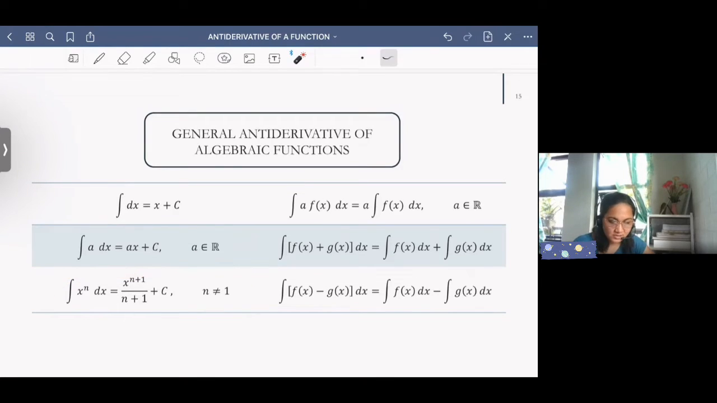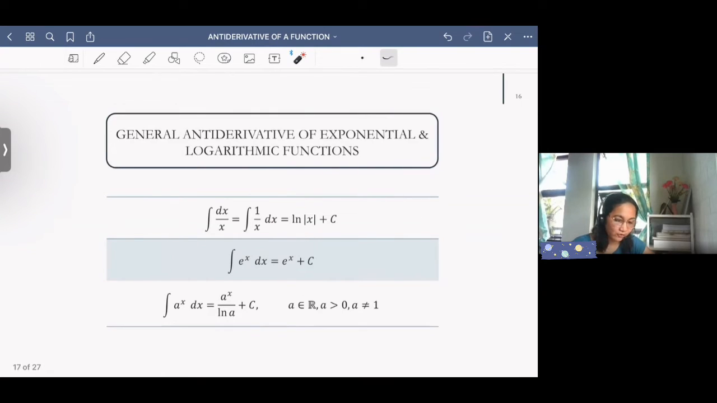We also have the constant multiple rule for integration, the sum and difference rule for the antiderivative of algebraic functions. Aside from these general antiderivatives of algebraic functions, we also have rules for the exponential and logarithmic functions. All of these formulas are found in our reading material.